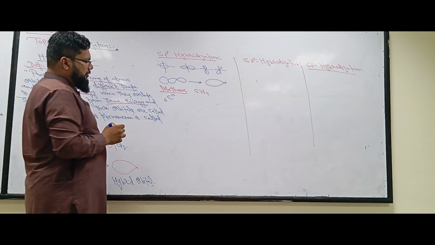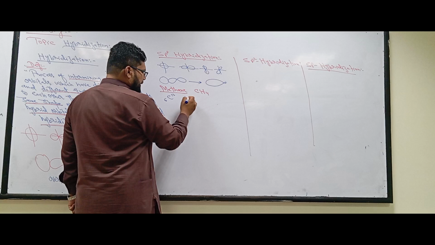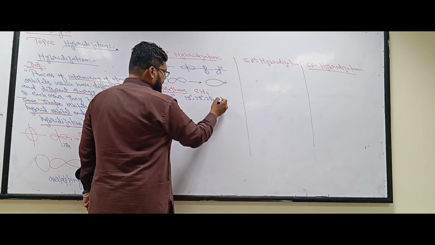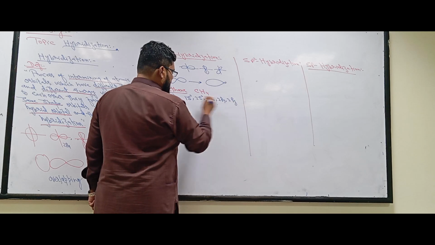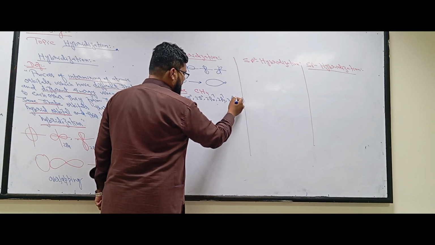Carbon belongs to group four. The atomic number of carbon is 6 and atomic mass 12. The configuration is 1s2, 2s2, 2px, 2py, and 2pz. This state is called ground state.